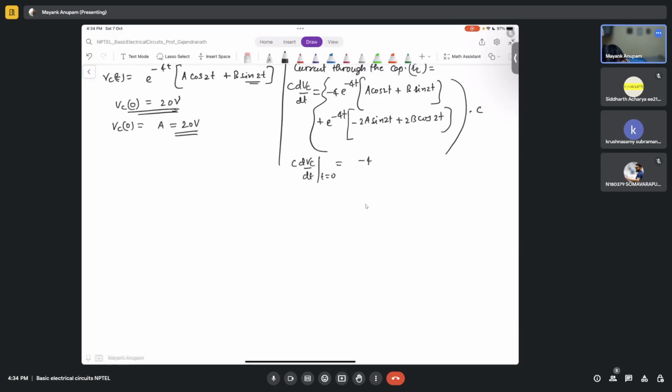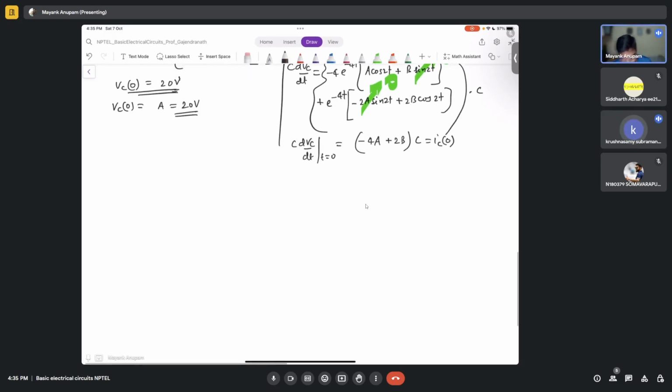So what is the value of this at time t equal to 0? Minus 4A plus 2B, isn't it? Yes, sir. The sine term will go to 0 and the other will go to 0 here, correct? And by the way, there will be a multiplication factor C here. This is actually IC of 0.